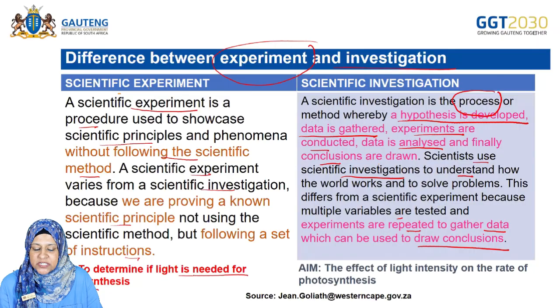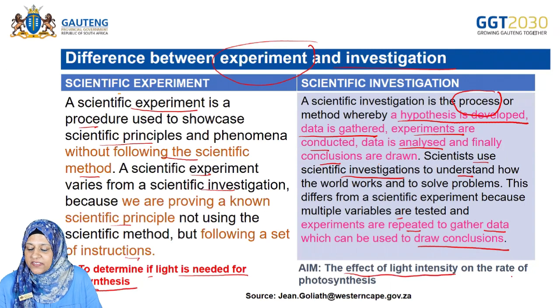So here we said to determine if light is required for photosynthesis. Here we are saying the effect of light intensity on the rate of photosynthesis. So we will do many experiments, use various light intensities, and then measure the rate of photosynthesis.